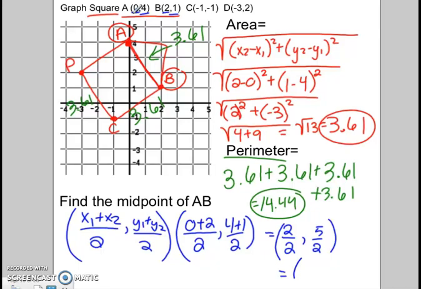Now again, we can simplify that further to 1, and then you can leave that as 5 over 2, or you can leave it as a decimal, which would be 2.5. Okay, so (1, 2.5) would be somewhere in the middle, and that does make sense. My line's a little off, but that does look like the midpoint of line A and line B, okay? All right, so again, that is how you use the distance formula to find the sides.